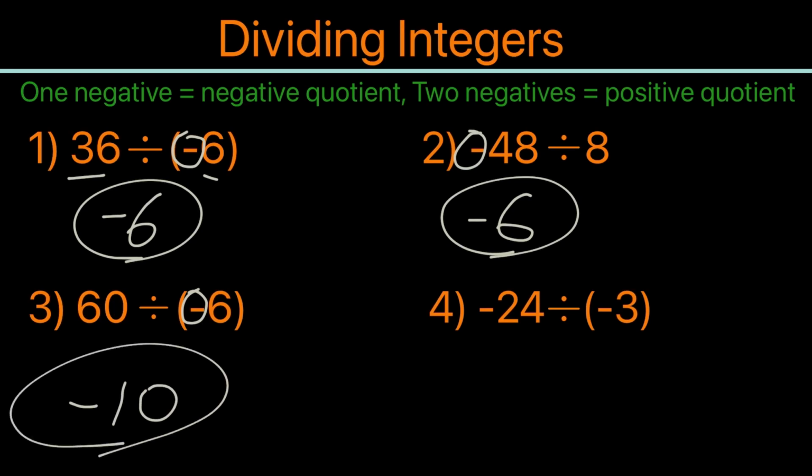For the last example, we have negative 24 divided by negative 3. And this one has two negatives. And so the outcome will be a positive quotient. So 24 divided by 3 is 8. And since we have two negatives, we know this is going to be positive, so it will be 8. So these are 4 examples of how you would divide integers. One negative will result in a negative quotient, whereas two negatives will result in a positive quotient.